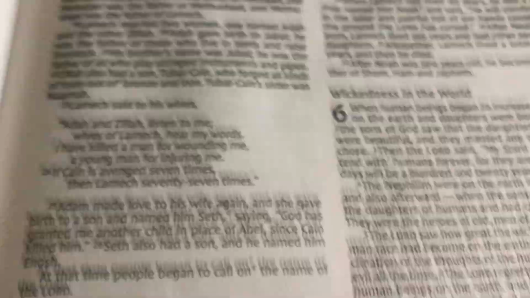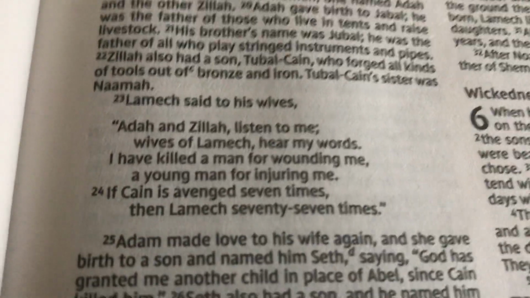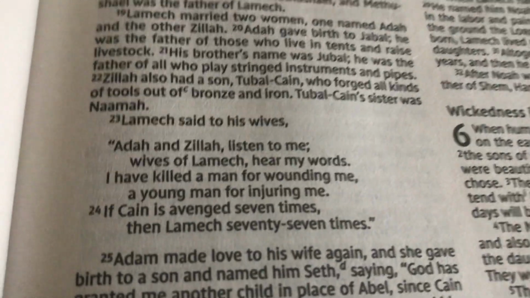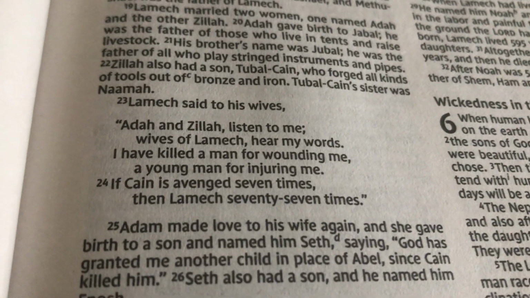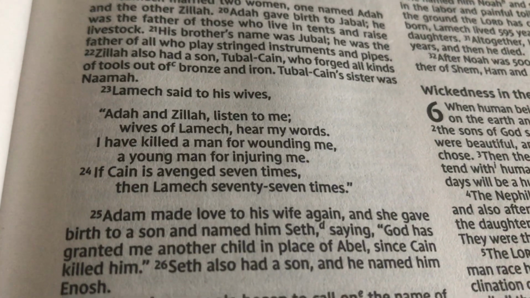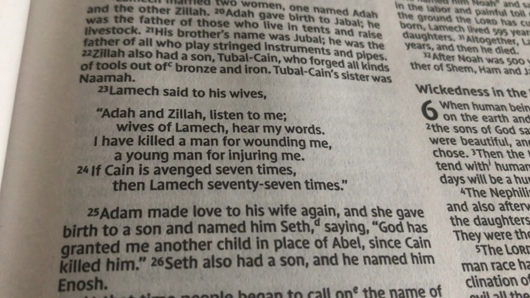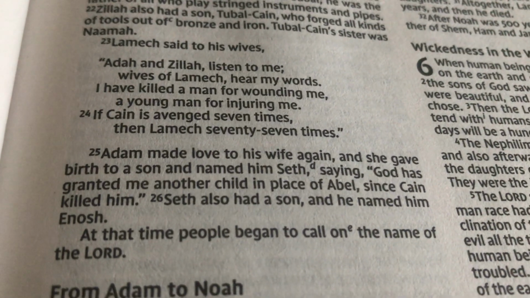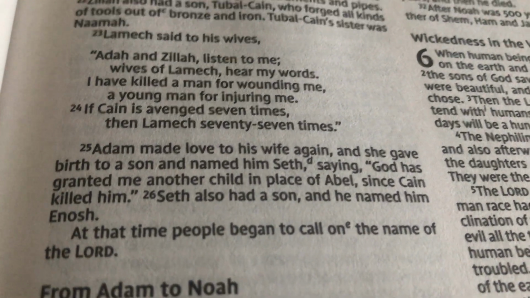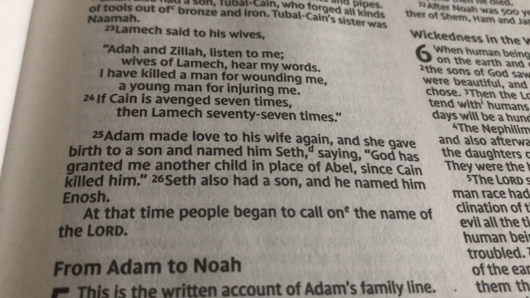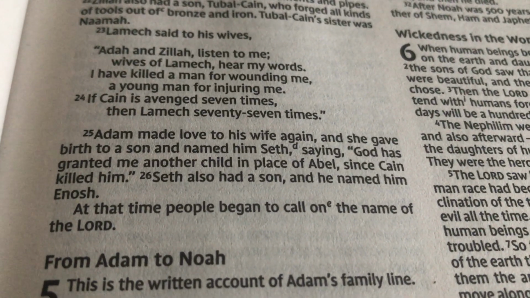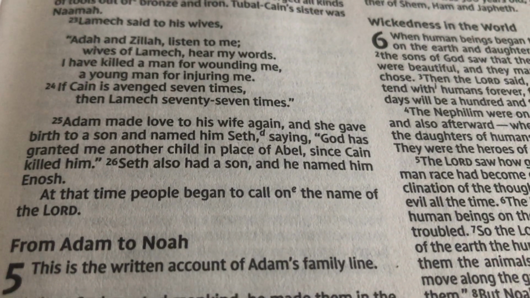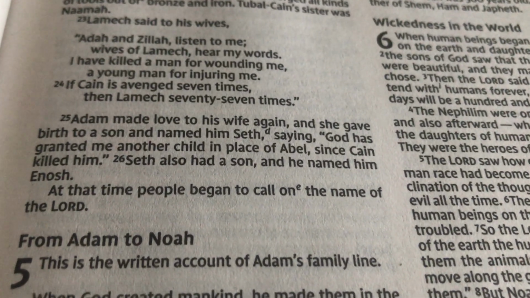By the way, sorry if I butcher anything here. I truly apologize. Lamech said to his wives, Adah and Zillah, "Listen to me, wives of Lamech. Hear my words. I have killed a man for wounding me, a young man for injuring me. If Cain is avenged seven times, then Lamech seventy-seven times." Wow.